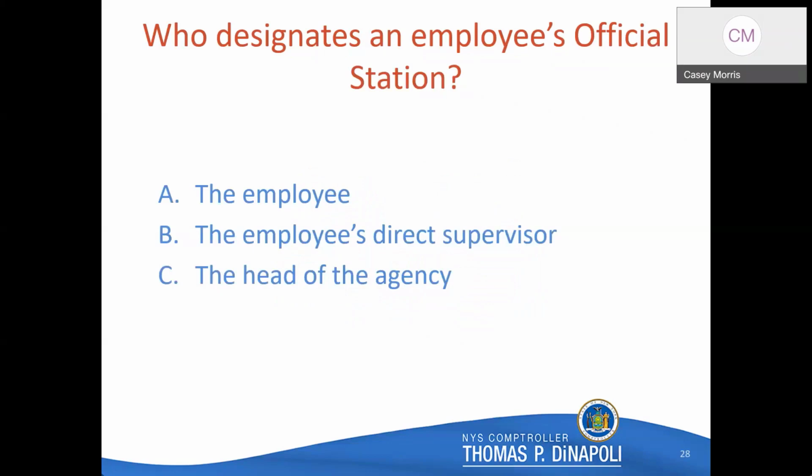So question number 1. Who designates an employee's official station? Is it A, the employee, B, the employee's direct supervisor, or C, the head of the agency? And I'm seeing a lot of C's. So I will go ahead and confirm that C is the correct answer. The official station should be the employee's usual work location. The official station is designated by the agency, and the designation must be in the best interest of the state.